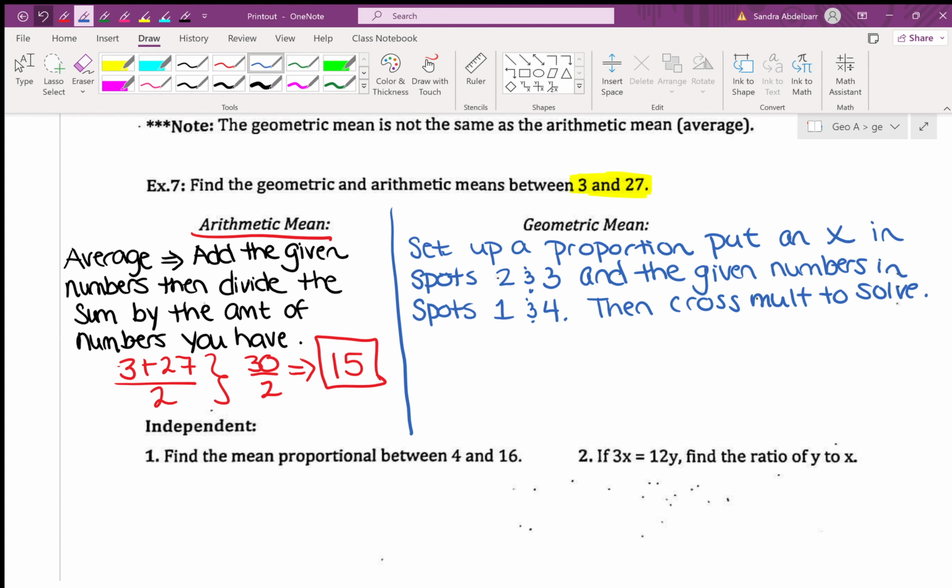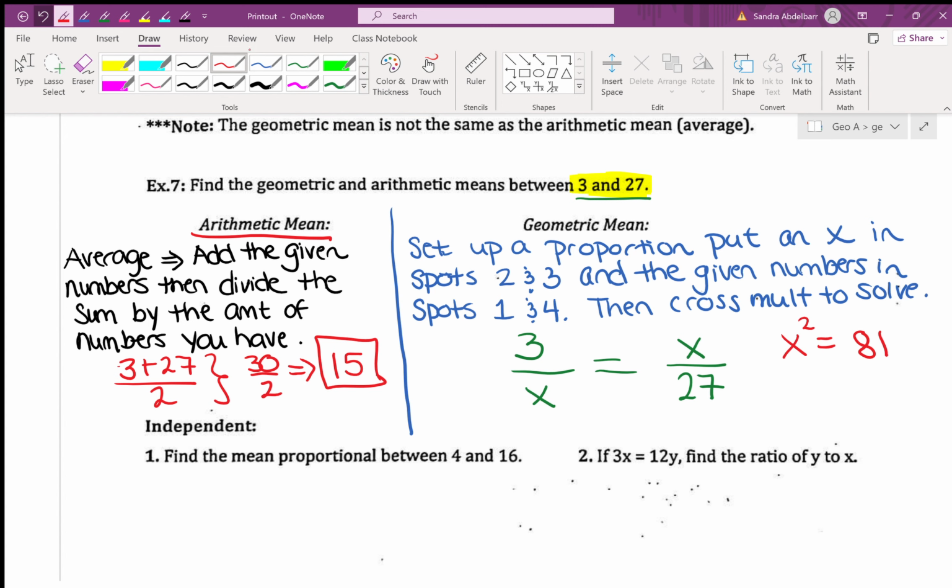All right, we ready? So I'm going to set up a proportion. And what did I say? Put an x in the second term and the third term. And the numbers they gave us, 3 and 27, go in the first and fourth term. It doesn't matter which one's the first and which one's the fourth. So I'll put 3 in my first and 27 in my fourth. And now what do I need us to do? Cross multiply. When we cross multiply, x times x is not 2x. What's x times x? X squared. 3 times 27 is 81.